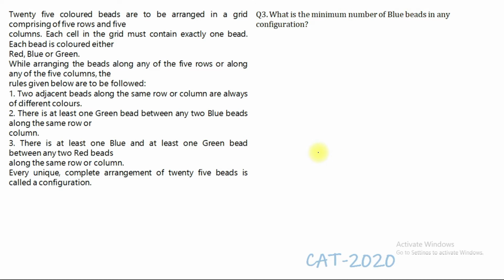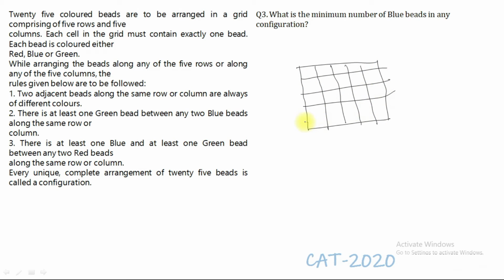Let's move on to the next one. What is the minimum number of blue beads in any configuration? Since you want to minimize the number of blue beads, you'll try to use maximum green and red here. So let's allocate red first here. 1, 2, 3, 4, 5. This is 1, 2, 3, 4, 5.